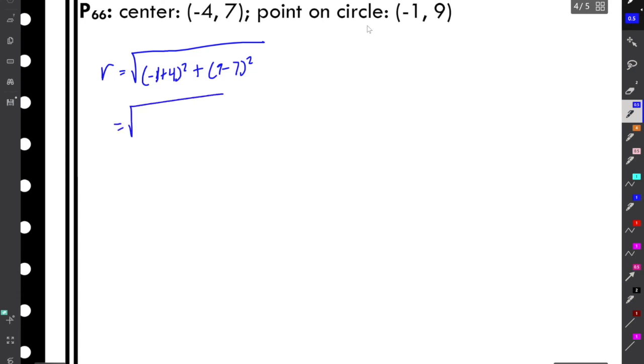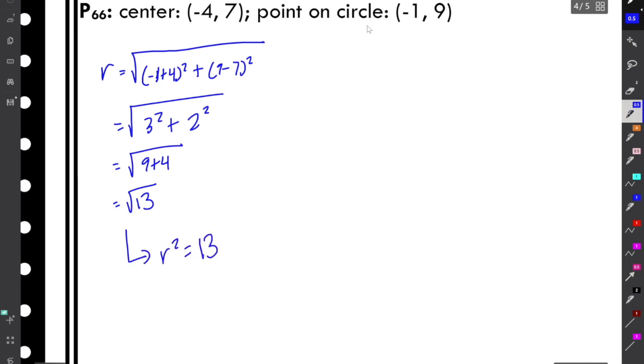Negative 1 plus 4, that gives me 3 squared, plus 9 minus 7 is 2 squared. So 9 plus 4, square root of 13. Stop there, okay? We're going to automatically square this because remember we need r squared. So r squared will be 13 because you square the square root, gets rid of it. So my equation will now be x plus 4 squared plus y minus 7 squared equals 13.